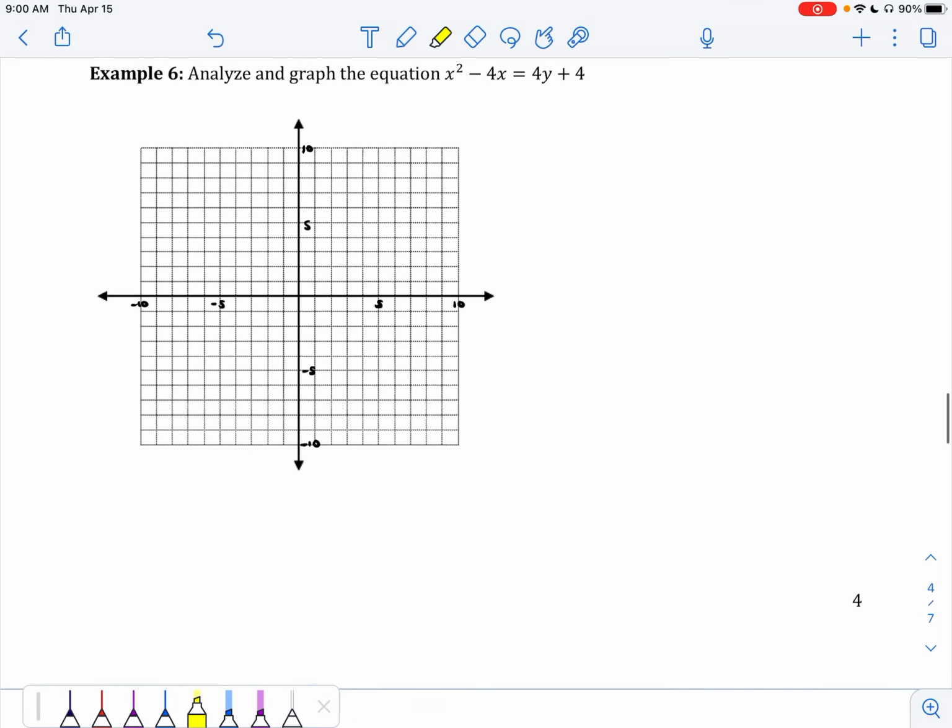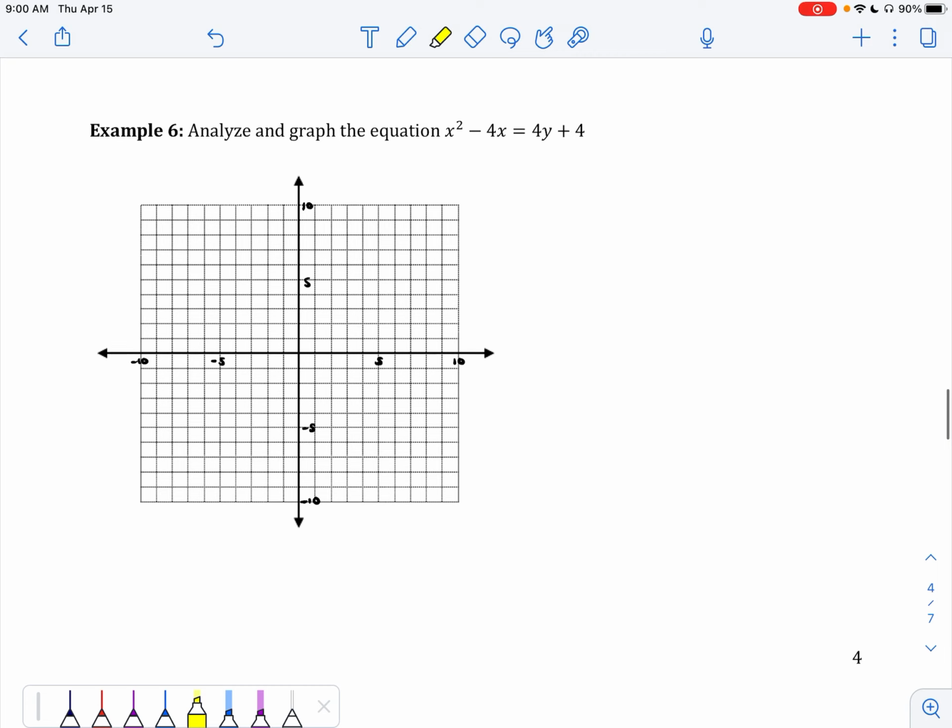All right, so example 6 is a little tricky. This one's different because if you look at our equation, x² - 4x = 4y + 4, it's not in that standard form that we would expect for the equation of a parabola. So the very first thing that we're going to have to do in order to get this in standard form is we're going to have to complete the square.